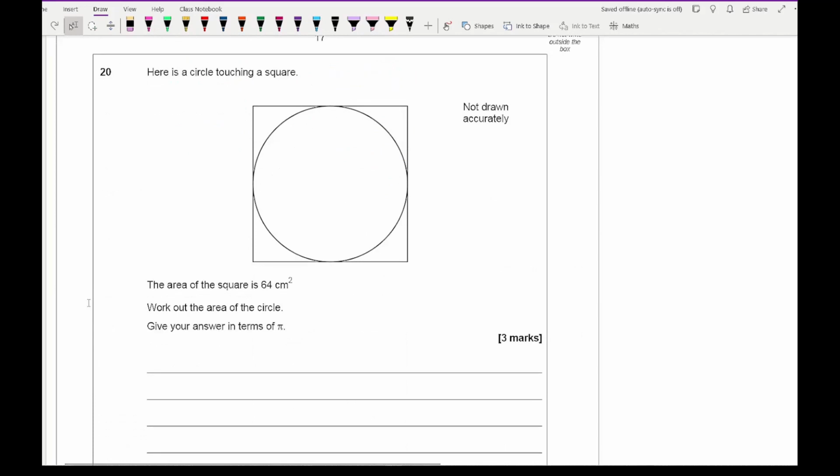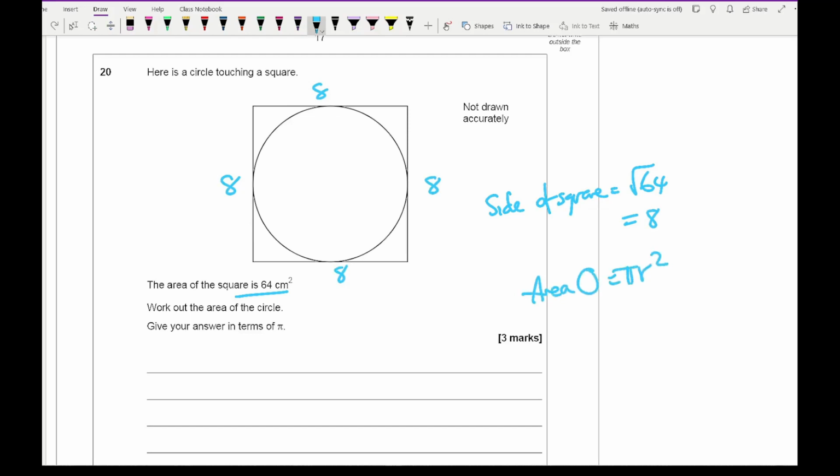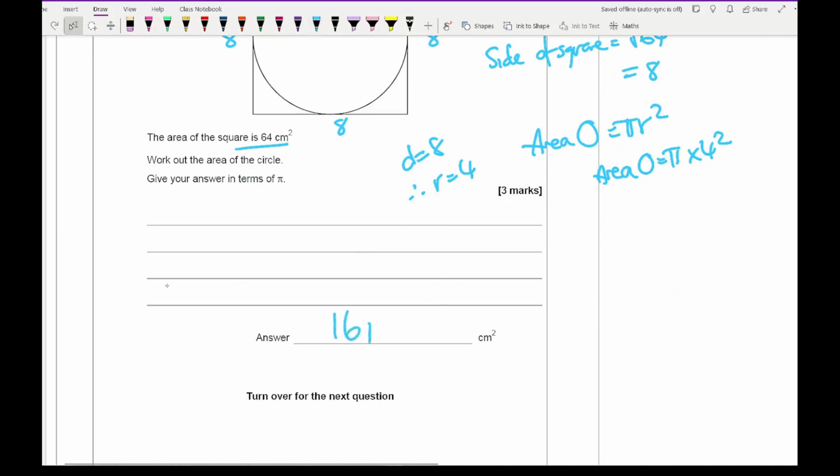Then with question 20, it says here is a circle touching a square. The area of the square is 64 centimeters squared. Write down the area of the circle. So here, if the area of the square is 64, then the side of the square is going to be the square root of 64, which is 8. The area of a circle is pi r squared. So here the diameter is 8, so therefore the radius is going to be 4. And so then the area of the circle is pi times 4 squared, 16, so the answer is 16 pi.